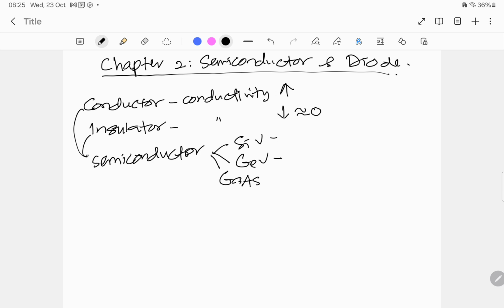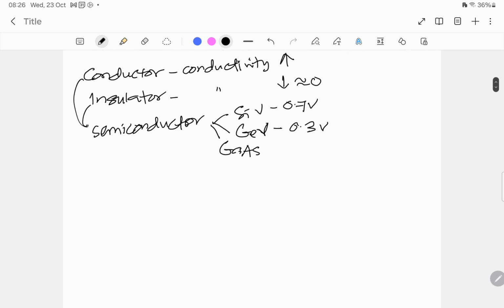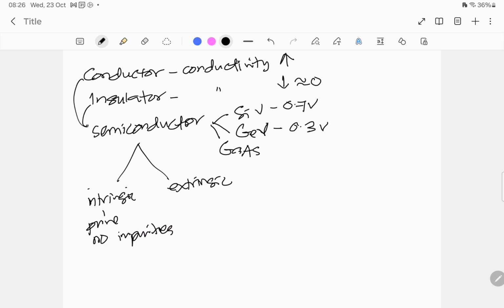For silicon, what is the built-in potential value? 0.7 volts. For germanium, 0.3. And for semiconductors, how many types are there? What are they? Intrinsic and extrinsic. For intrinsic, what is that? Pure, no impurities. For extrinsic, what is that?